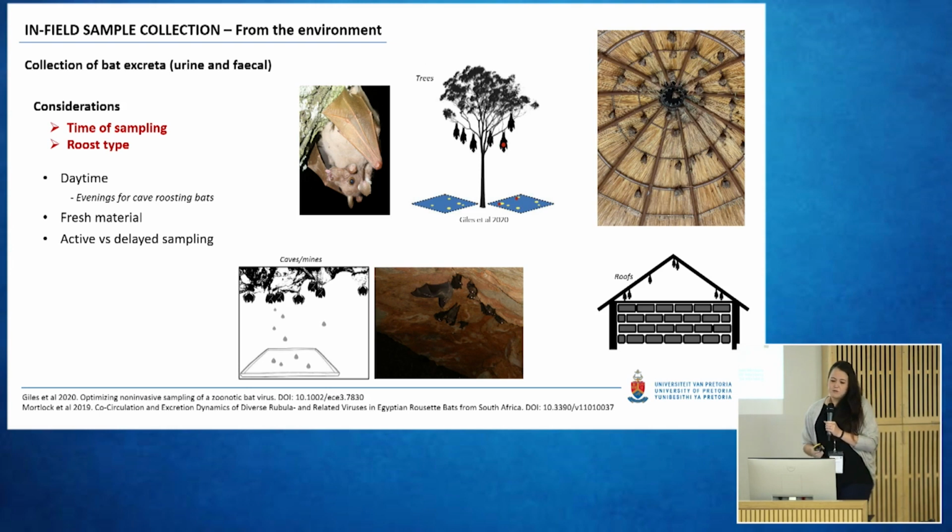So before I go into the methods that we use, there's a few considerations that I think you should take into consideration when designing such studies. The first would be the time of sampling. When collecting environmental samples, obviously you want to collect them when the bats are in the roosts, which would be during the day, as compared to individual sampling when we sample at night, when the bats move out to go forage and they fly around.